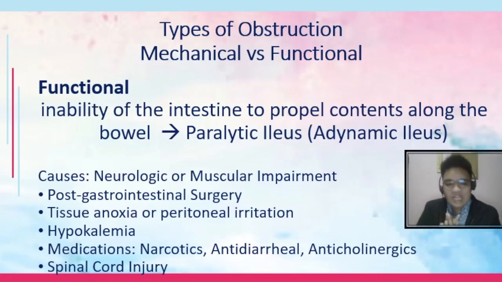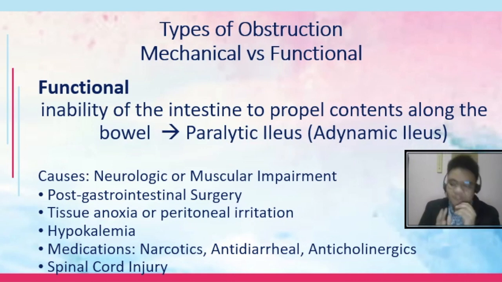Then we have functional. When I talk about functional, this refers to the inability of the intestine to propel contents along the bowel. There is an inability for peristalsis. We refer to this condition as paralytic ileus. In other words, the ileus, or the small intestine, is paralyzed. Also sometimes referred to as adynamic ileus. There are several reasons for this. It could be because of neurologic or muscular impairment.